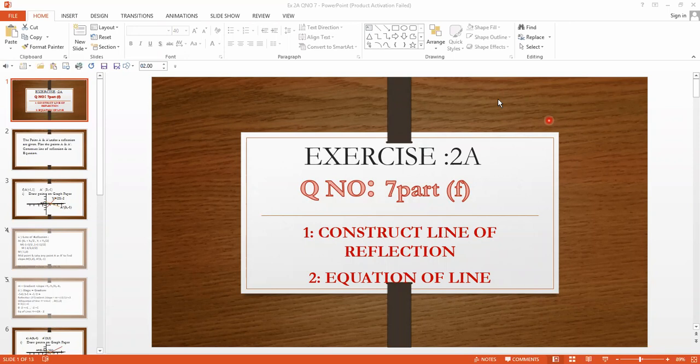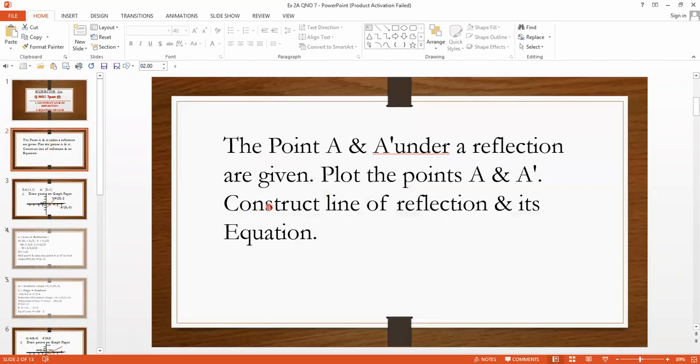Today is the turn of the last part of question number 7. I think it now becomes very easy for you to know which steps to adopt for constructing the reflection and the equation of the line. Again, I repeat the question. Here, A and A prime are given. First of all, you have to plot these two points, A and A prime, on the graph. After that, you have to construct the line of reflection.